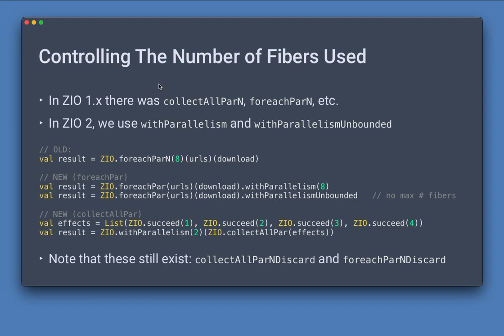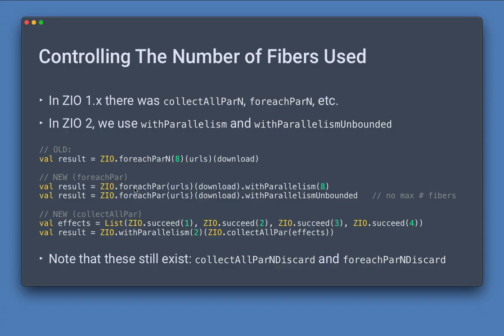Another thing you can do with parallel collections is control the number of fibers that are used. So in ZIO 1, we had things like collectAllParN and foreachParN. And in those, you could specify the number of fibers that were being used. In ZIO 2, we use withParallelism and withParallelismUnbounded. And what I mean by this is an old function call would look like this, where you'd say, well, I want to do foreachPar, but only use 8 fibers, and then download all these URLs.